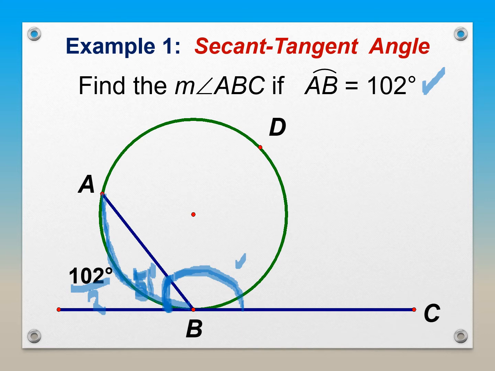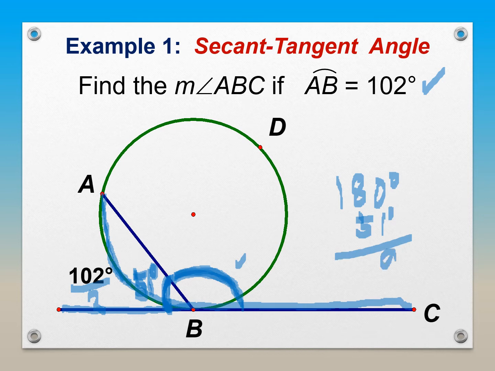Now, if this angle is 51 degrees, simply subtract it from 180 degrees. Why 180 degrees? Because this angle and this angle are supplementary, since they share the same straight line here. So, to find the measure of this angle, simply subtract 51 degrees from 180 degrees, and the answer is 129 degrees. Therefore, this angle measures 129 degrees.